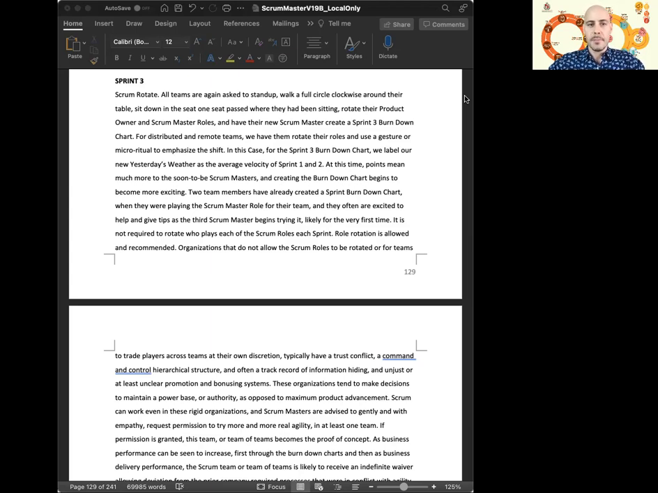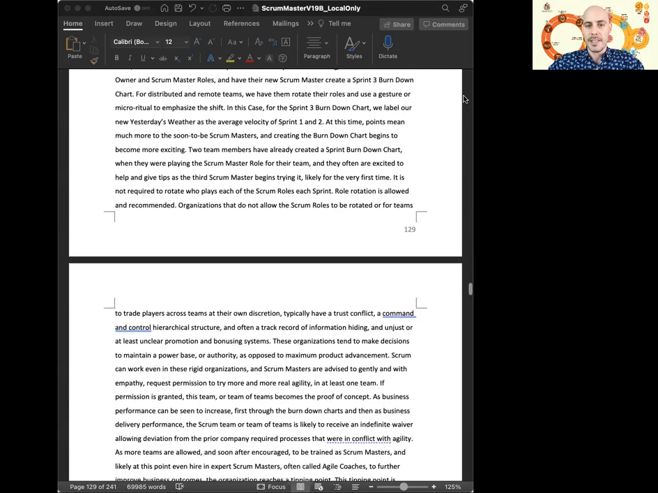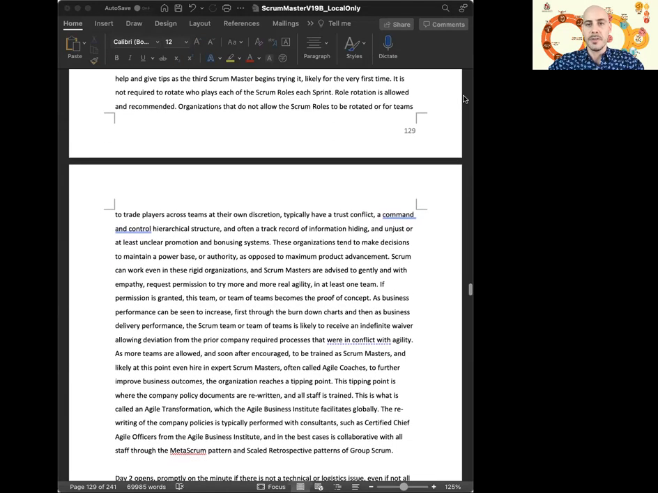At this time, points mean much more to the soon-to-be Scrum Masters, and creating the burn down chart begins to become more exciting. Two team members have already created a sprint burn down chart when they were playing the Scrum Master role for their team. And they often are excited to help give tips as the third Scrum Master begins trying it, likely for the very first time. It is not required to rotate who plays each of the Scrum roles each sprint.